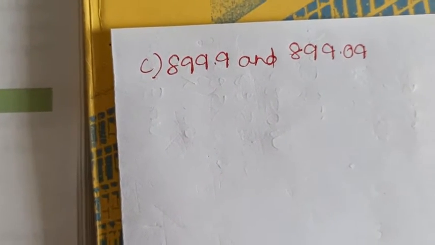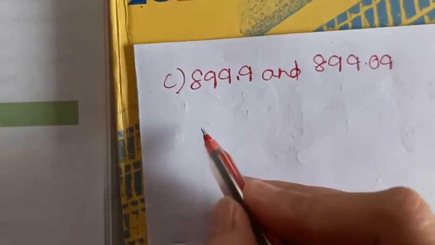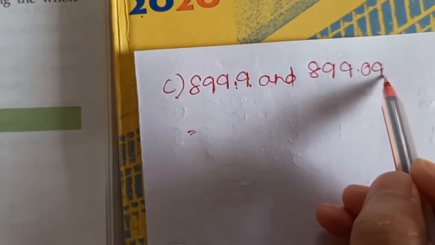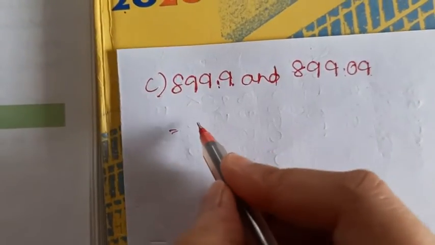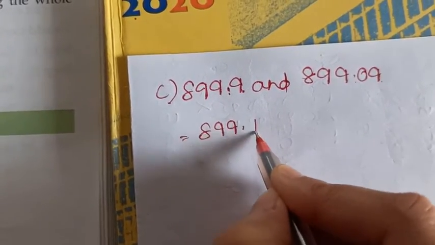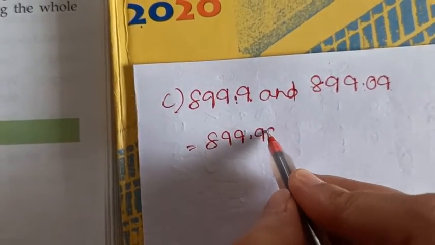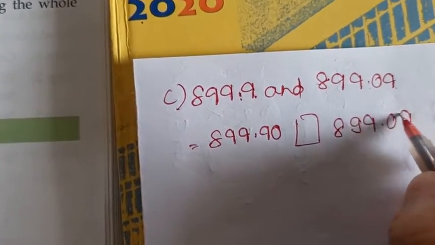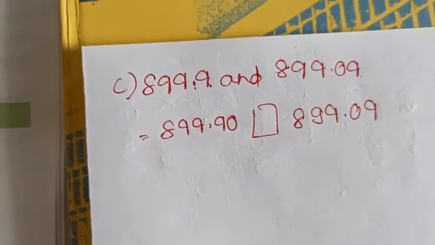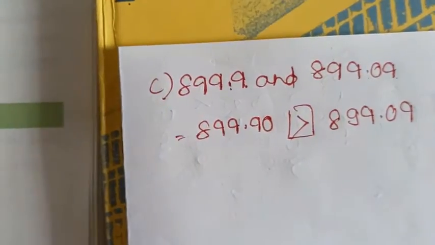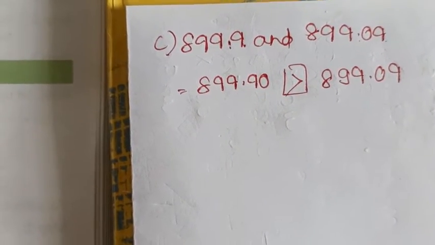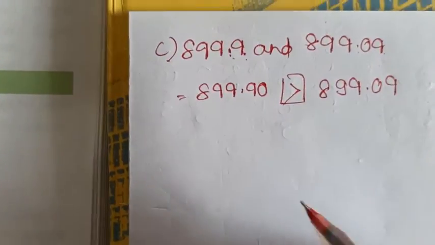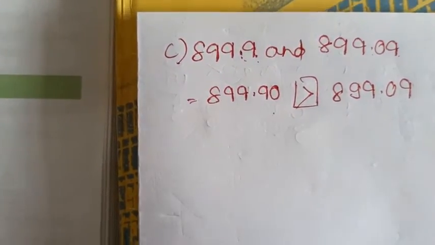In this question I have a very important thing to tell you. After the point there is 1 digit in one number and 2 digits in the other. So first of all you have to equalize them. Right here 899.9 has 1 digit, so we will put a 0 after the 9, making 899.90. The other one is all okay, 899.09. Then we compare, and you will get that this one is greater. This is what you do if the numbers do not have an equal count of digits after the point. Then you write the sign.